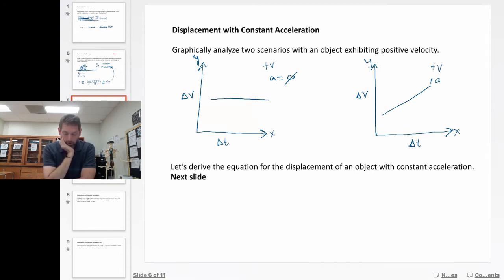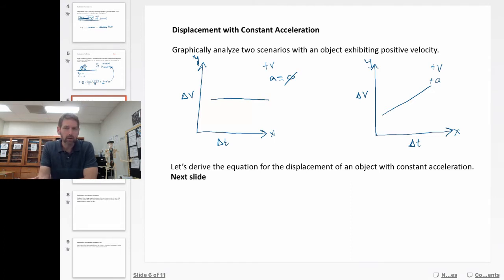But now we're going to take this concept and merge them together a little bit. Let's derive the equation for the displacement of an object, because nowhere in any of this do we have displacement. If an object is accelerating, then obviously it's changing its position, but nowhere in here do we have anything at all with displacement. So we need to get displacement in here.